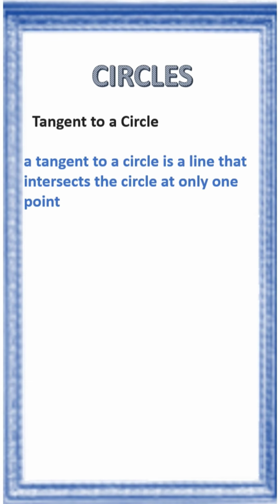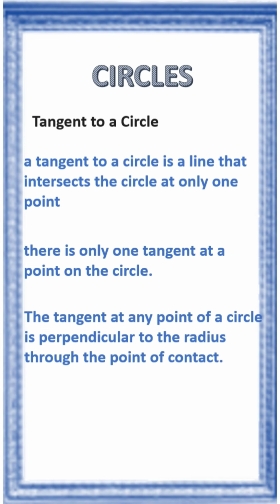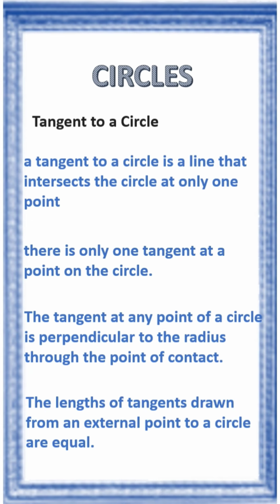Circles. In the chapter circles, tangent is an important term. What is tangent? A tangent to a circle is a line that intersects the circle at only one point. There is only one tangent at the point of a circle. The tangent at any point of a circle is perpendicular to the radius through the point of contact. This is one of the most important theorems that may appear for the exam. So, have a look into it. Another theorem: the lengths of the tangents drawn from an external point to a circle are equal.